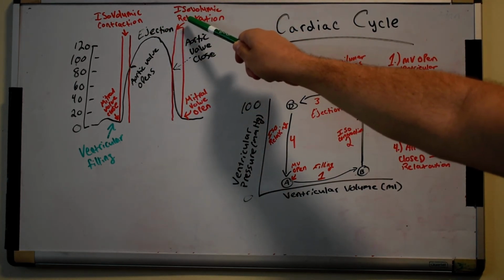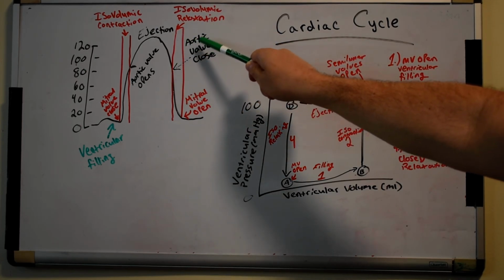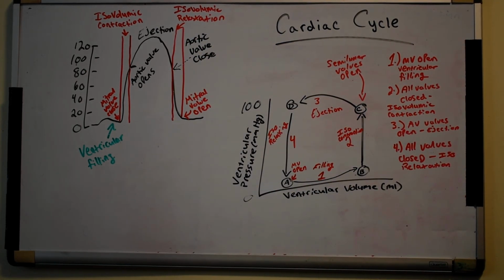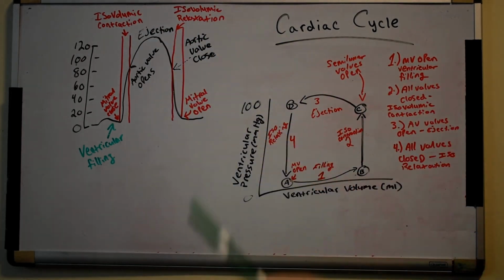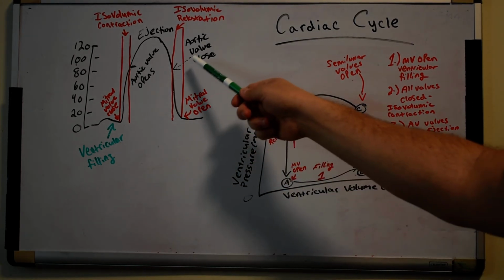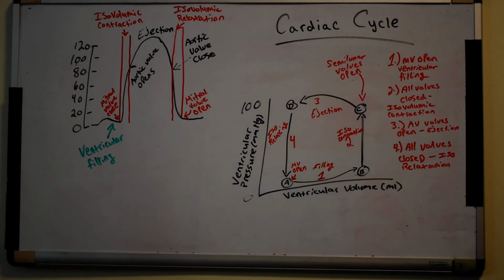Then we're going to get into this isovolumic relaxation period where the aortic valves close, and this again is resulting in all four valves being closed. So anytime we are isovolumic, all four valves are closed. It'll come down to pressure at a certain point, mitral valve will open again, and we can restart the cardiac cycle.